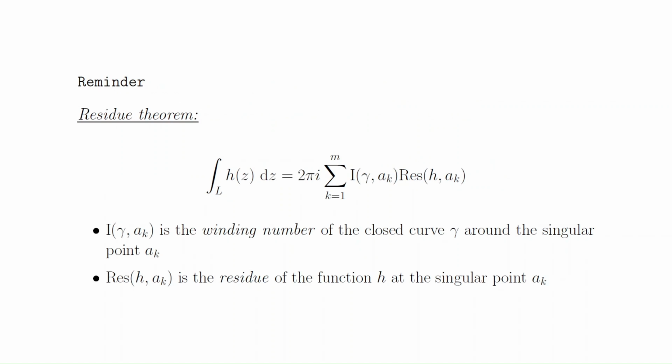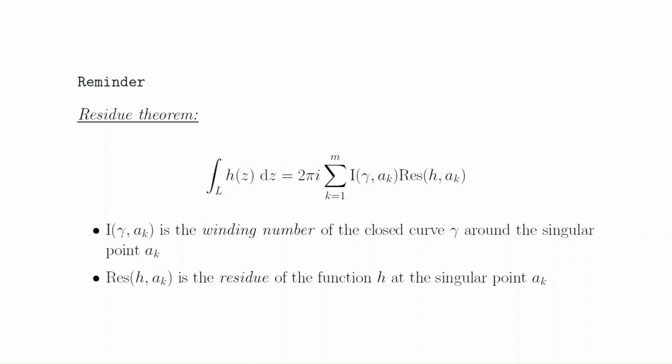Now we have finally arrived at the main theorem that justifies all the manipulations that we have performed in the previous steps. This is called the residue theorem, and it tells us a method to compute a complex line integral of a function h along a closed path L.